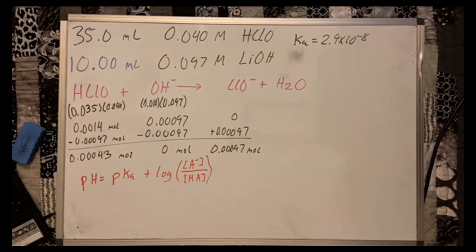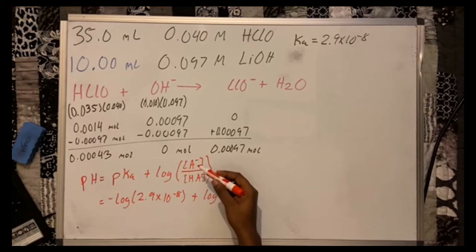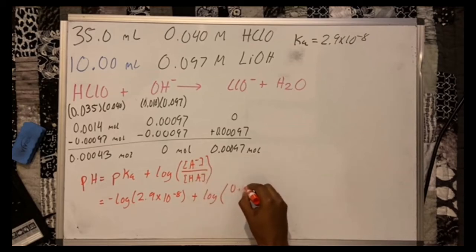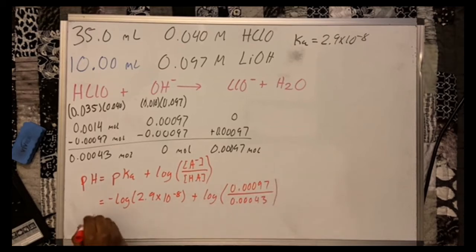Okay. So we got our pKa, right? This is the negative log of the Ka, so 2.9 times 10 to the negative 8, plus the log of the moles, since we're dividing by the same liters, the liters cancel out: 0.00097 over my 0.00043.